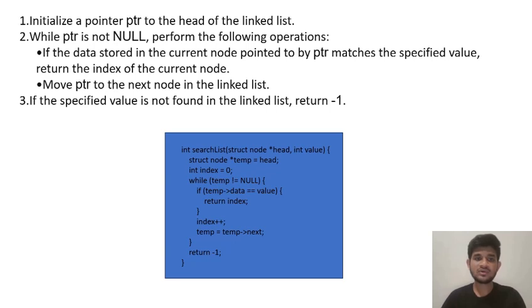If the data stored in the current node pointed to by PTR matches the specific value, return the index of the current node. Move pointer PTR to the next node in the linked list. If the specific value is not found in the linked list, return -1. And below is the example code to search in a linked list.